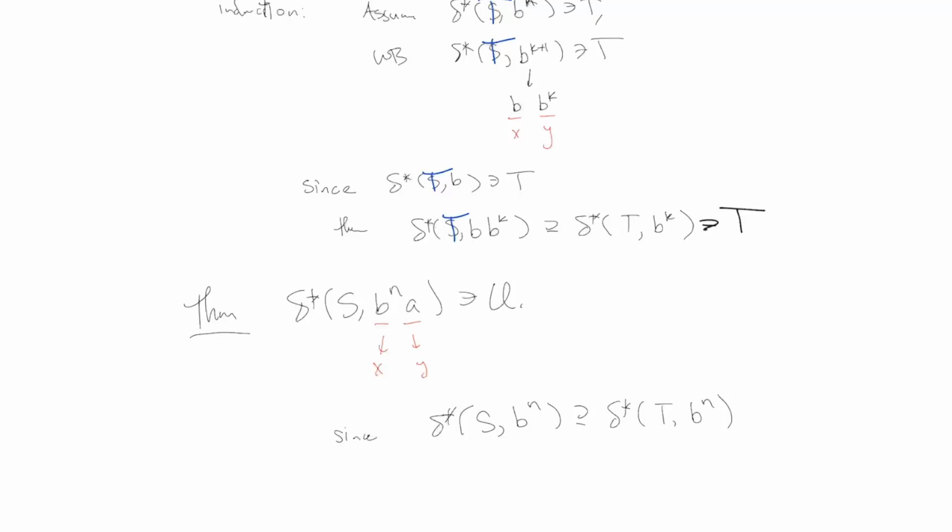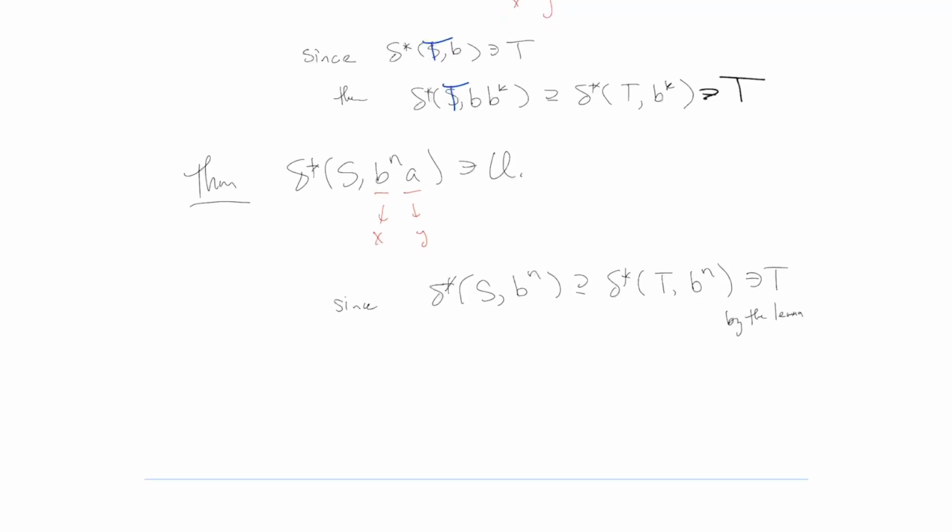Since this contains t by the lemma, right? That's what the lemma said, delta star of t, b to the n contains t. Then we can do the old xy thing. So since delta star of S and b to the n contains t, then delta star of S, b to the n a is a superset, contains delta star of t and a. And that is u, or it contains u at least. And that's the end.